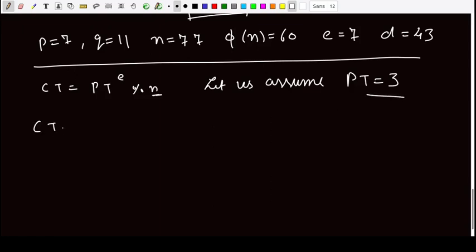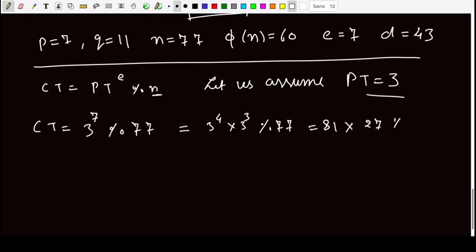So ciphertext is equal to basically 3 to the power E. E is what? 7, modulo 77, right? So, well, this is a bit easy. 3 to the power 7 is basically, we can say 3 to the power 4 into 3 to the power 3 modulo 77. So, which is 81 into 27 modulo 77.